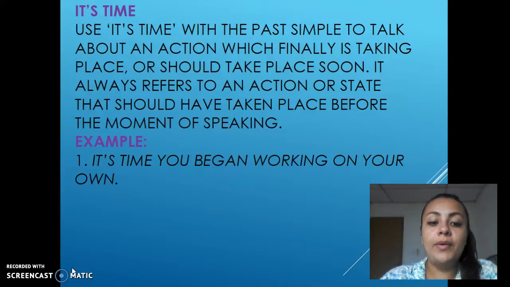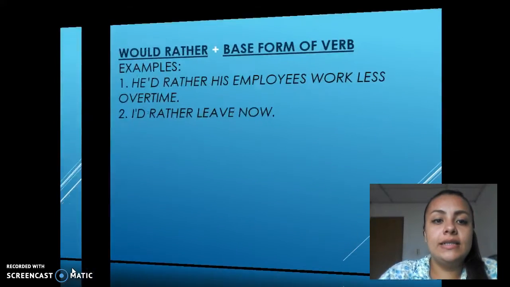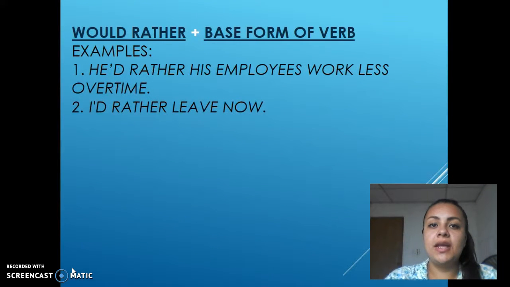In this form, you can use variations of "it's time." Here are some common variations which have the same meaning. For example, it's about time, or it's high time. The other form we can use for hypothetical situations is "would rather." You have two uses of "would rather" to express hypothetical situations. The first is would rather plus the base form of the verb. You use would rather plus the base form of the verb to talk about our preference in the present or in the future.